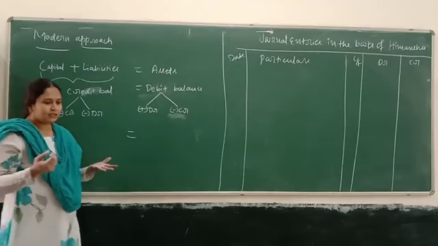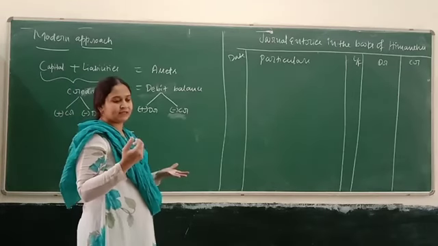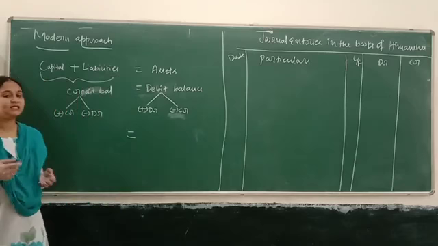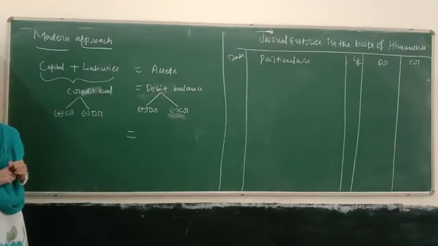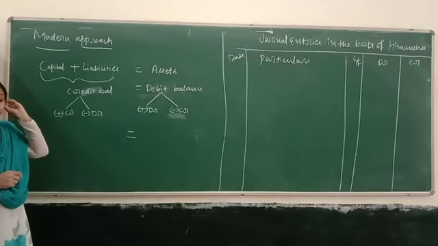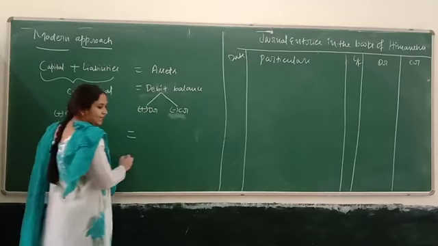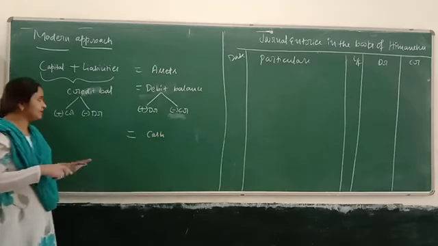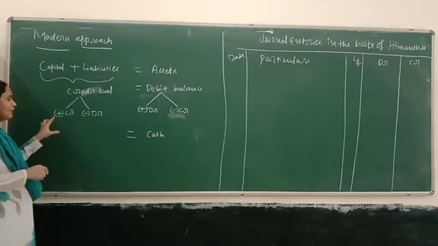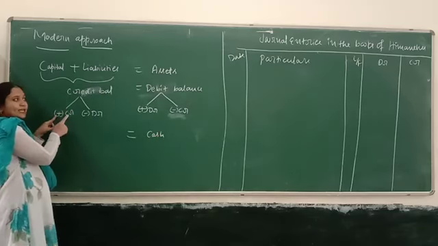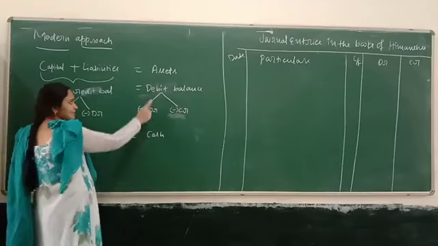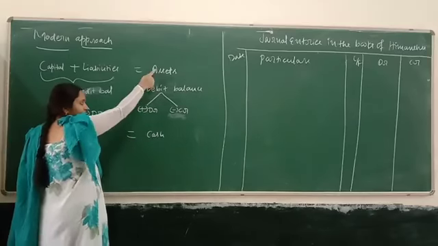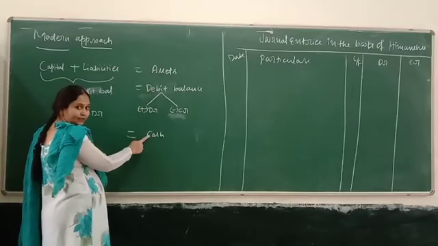Himanshu, Ramesh has started business with cash rupees 50,000. So due to this transaction, what is happening? Cash is coming into the business. And what is happening to my capital? My capital is also increasing. Cash is my asset, so below asset I am recording this.